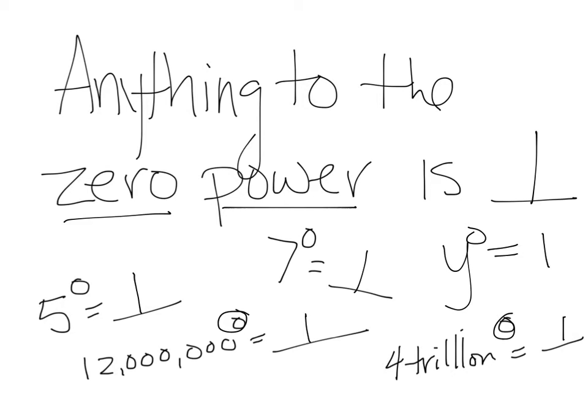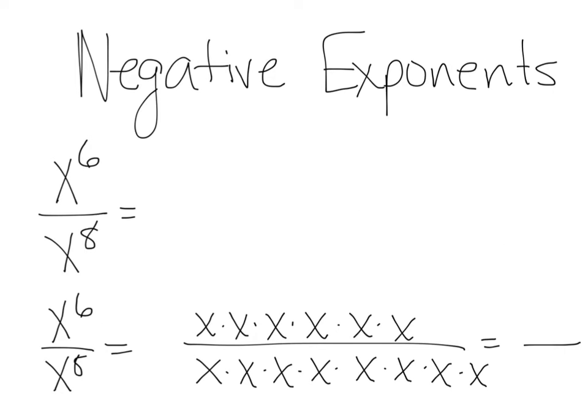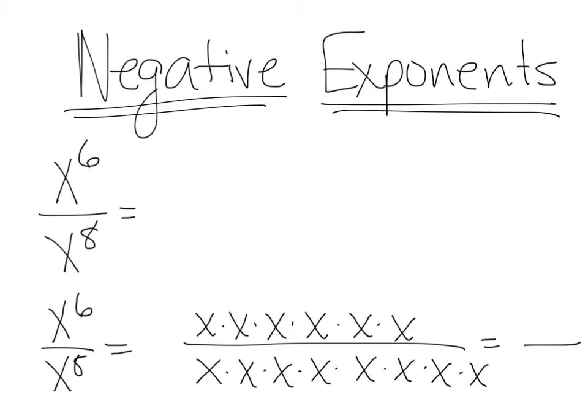It makes this 5 disappear, it makes this 7 disappear, it makes the y disappear, and it just leaves you with a 1 in its place. Not an 11, a 1. All right? So that's all I'm going to say about 0 exponents. We may hit it here again in a second, but let's focus the rest of our time in this video on negative exponents. All right?